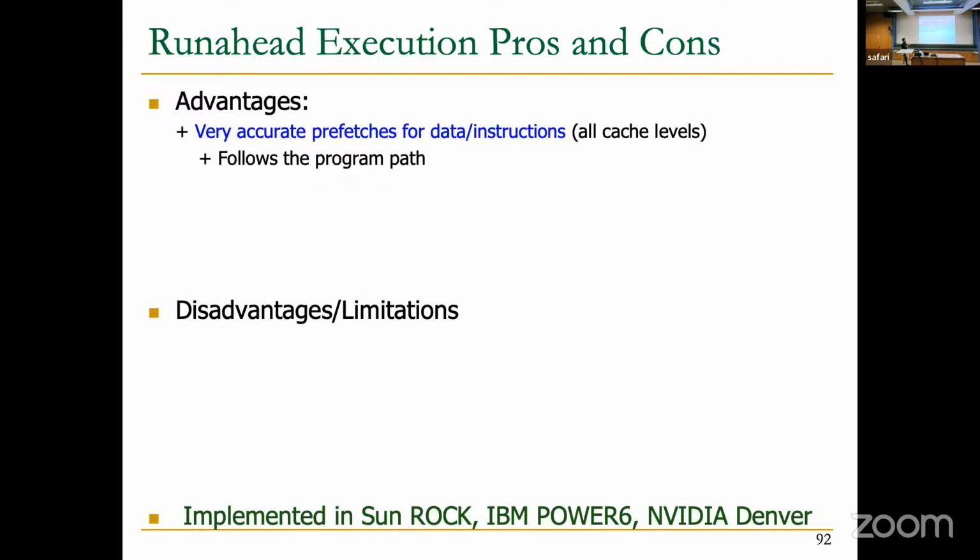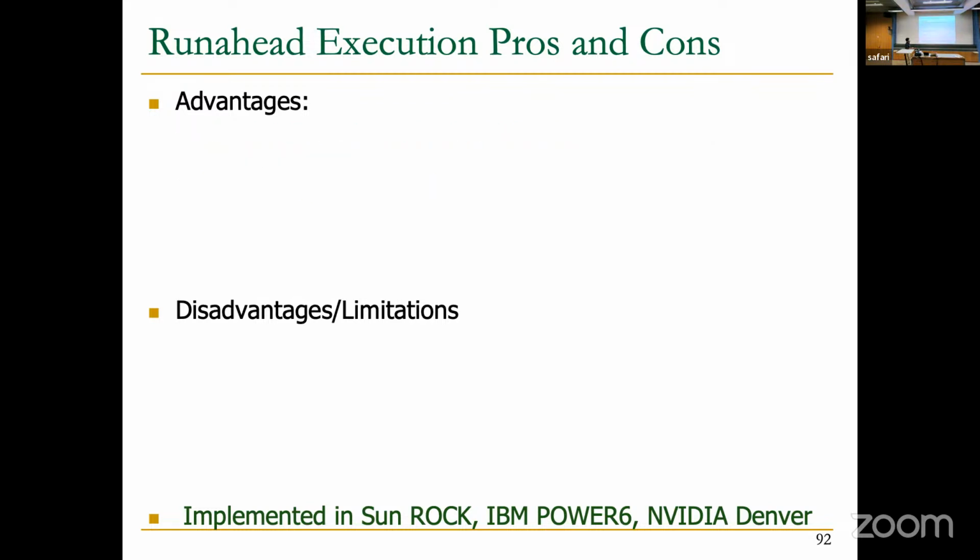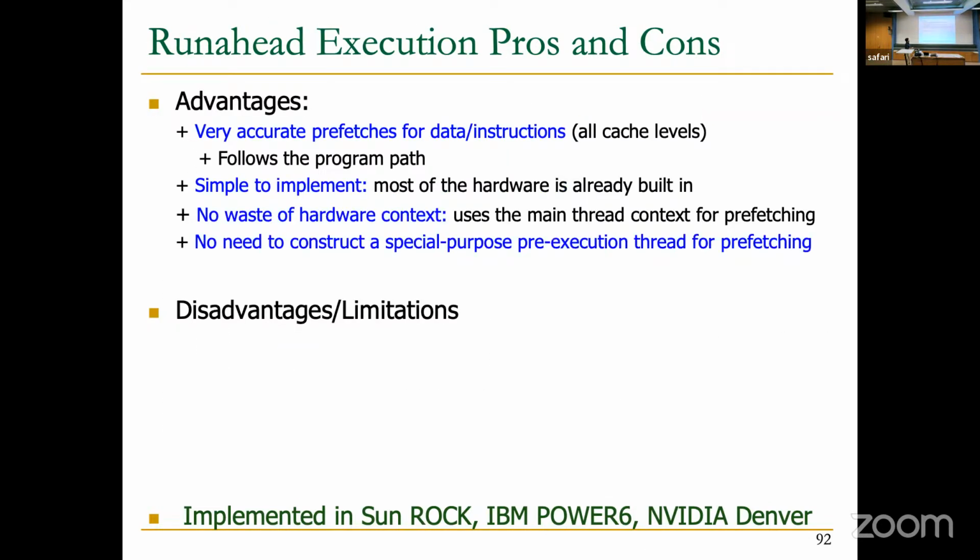Okay, so the advantages are that you can essentially generate very accurate prefetch requests for the data or the instructions, because you're essentially executing the program's own code itself. So you have a guarantee that when the program would eventually execute that instruction, it's going to be generating the same address. It's relatively simple to implement. Most of the hardware is already built in, as we have shown here, right? There is no waste of hardware context, in the sense that you are neither using simultaneous multi-threading, nor using any idle core to do this sort of execution. There is no need to construct a special-purpose pre-execution thread like we have seen in the prior works.